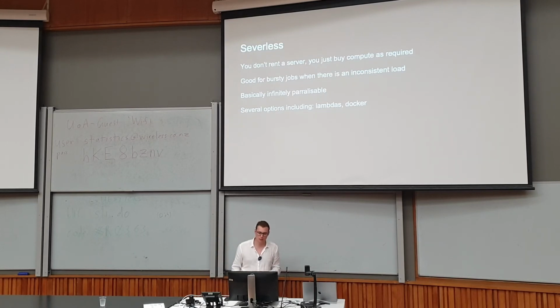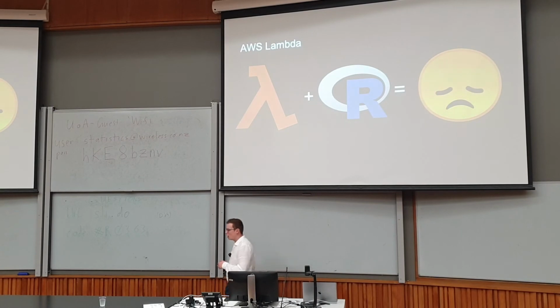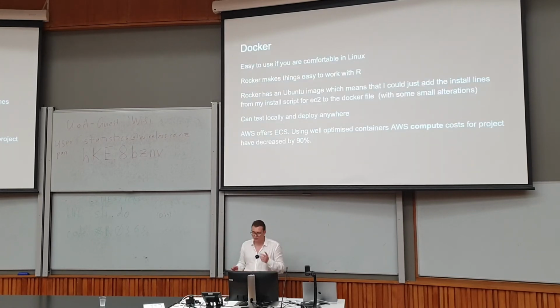There are several options available on AWS, including Lambdas and Docker. I tried Lambdas, it wasn't fun. There are a couple of projects who've got it running on R, but basically you need to get your code to run on AWS Linux, and AWS Linux doesn't have good support for R, so it's not really advisable. So the other option was Docker. I spoke to people in the community and they said Docker. It's pretty easy to use if you're comfortable with Linux, and there's an R project called Rocker that makes things easy to work with R and Docker.